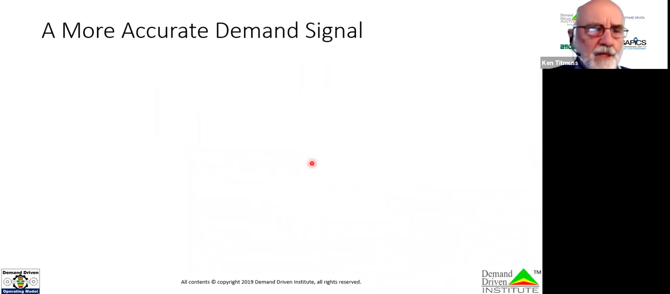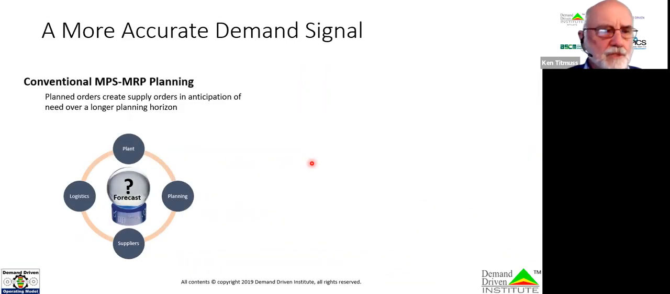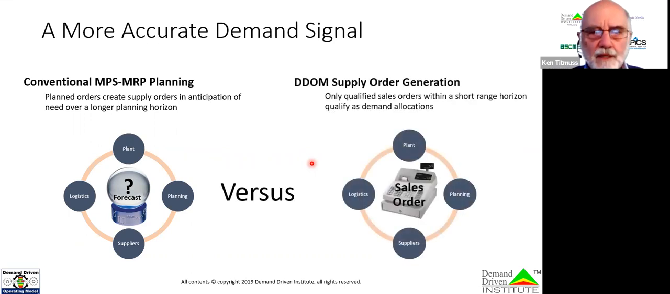So we need to be working on a more accurate demand signal, and this is where we're moving away from conventional master production scheduling and MRP planning, which uses a forecast out to that cumulative lead time, to move into something a little better. Only qualified sales orders within a short range horizon are used in our demand-driven operating model to determine order generation.